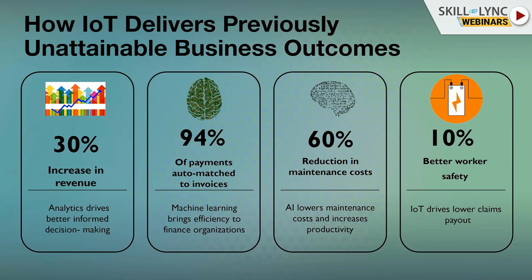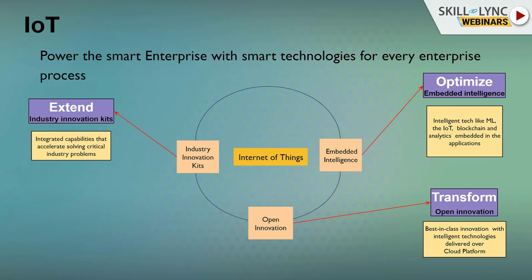And what it needs is some level of thinking in terms of design, in terms of deployment innovation, and also on how it is integrated with the other APIs which are over there. So we'll be discussing that aspect. Finally, we'll look at how you can power the smart enterprise with a set of technologies for every enterprise process. So we'll be working on that.